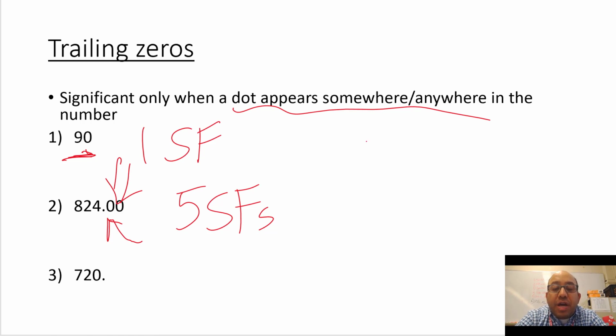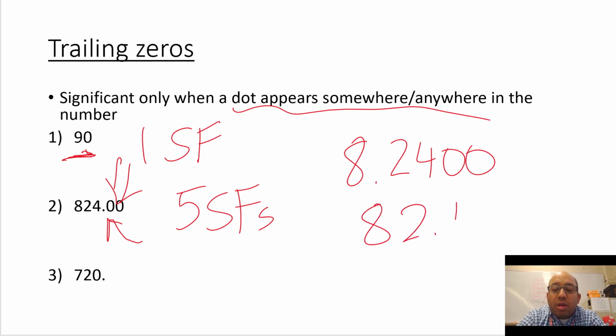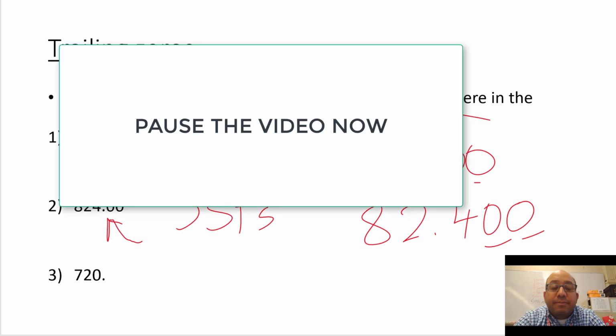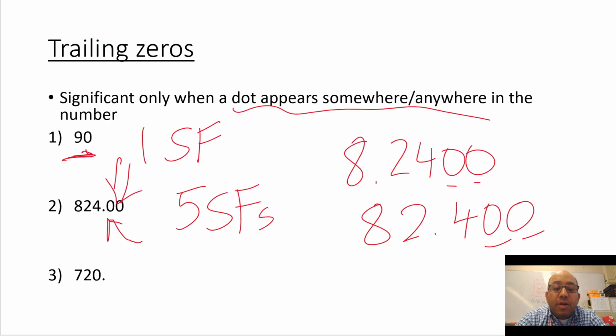You can actually move the dot, and it would still be 5 significant figures. That would be 5, and that would be 5, because it doesn't matter where the dot is. You still count the trailing zeros. So pause the video and try this next one. Okay, so you see it's a trailing 0, and you see that there's a dot right there, right? And so that means that you should count it. So it's 3 significant figures, 3 sig figs, or 3 significant digits.